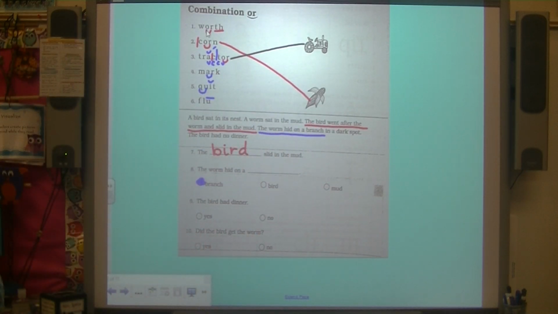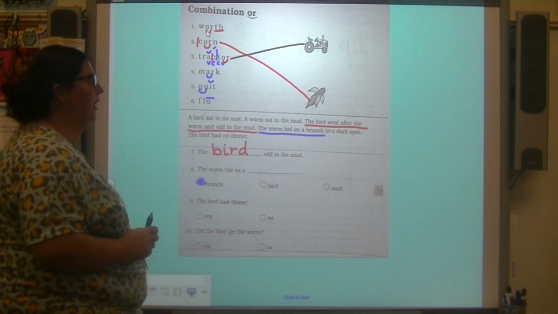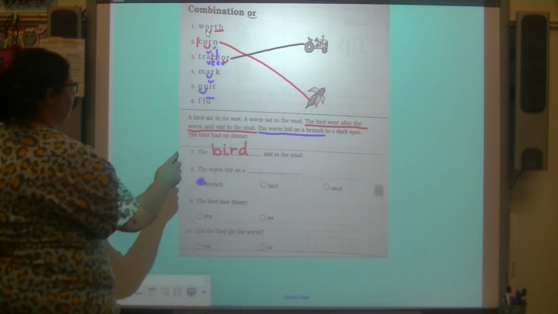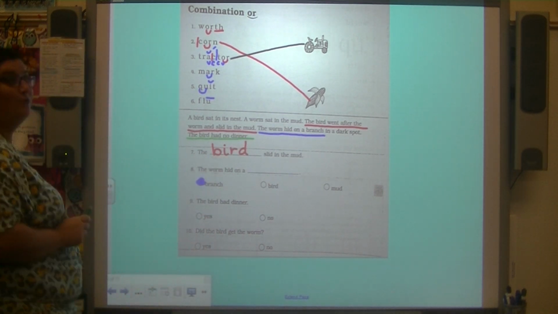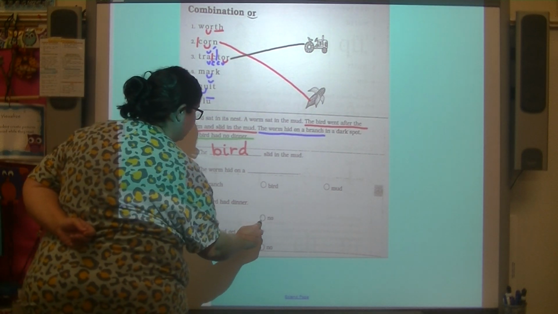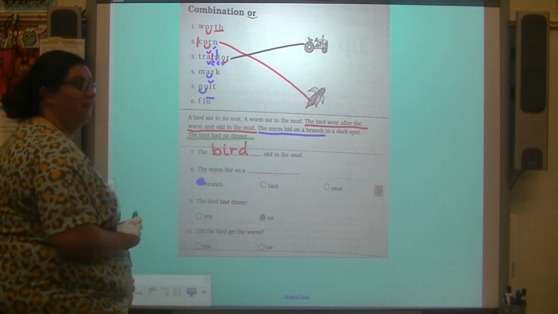Number 9 says, the bird had dinner. Yes or no? What does the sentence tell us? The bird had no dinner. So the bird was not able to find the worm. So the bird had dinner? No, he didn't. He couldn't find that worm.